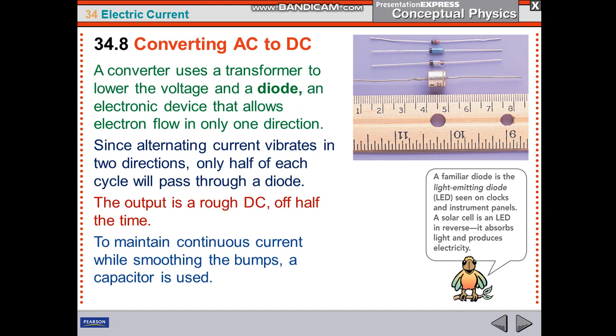You can say there will still be bumps because of eliminating only one cycle. So to make it smooth, with only one direction and a smooth flow, a capacitor is also used.